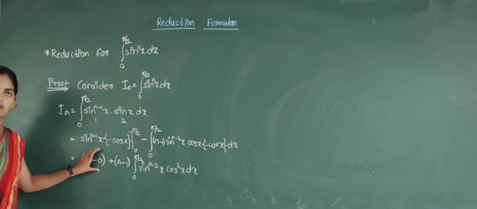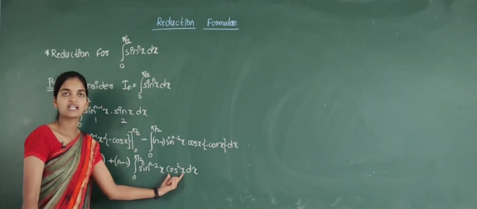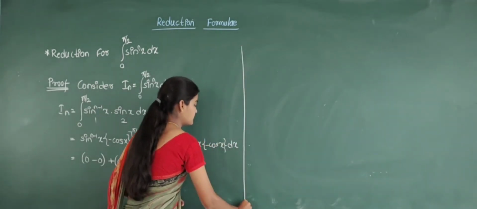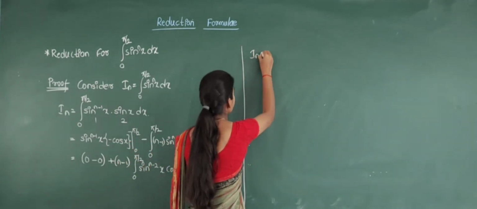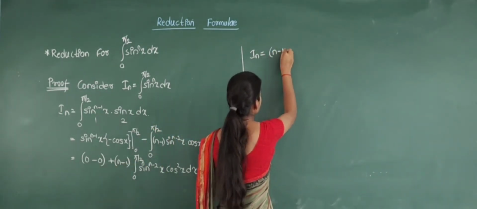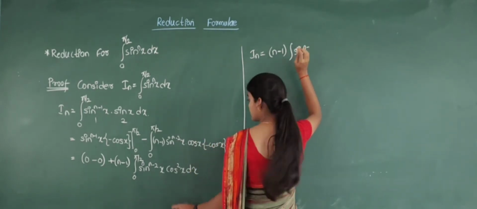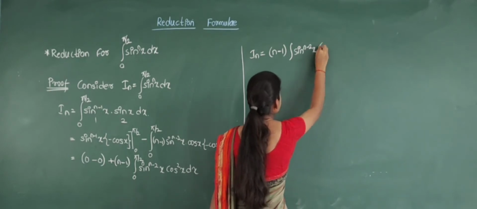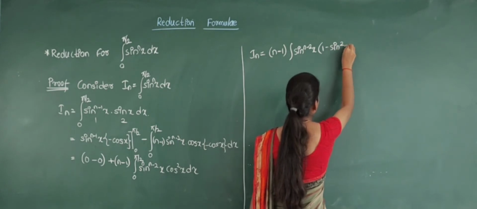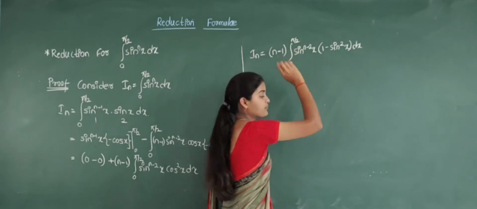Now the first term vanishes, and we only remain with this term. In this step I will replace cos square x in the form of sin. So here I n is equal to 0 minus 0, which I will leave. So n minus 1, then integration of sin raised to n minus 2 x, and that cos square x we will write as 1 minus sin square x. Limits are given 0 to pi by 2.